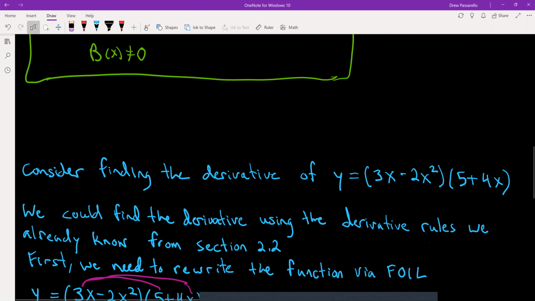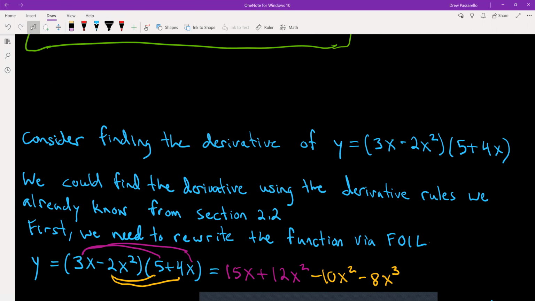But first, let's say I wanted to find the derivative of y equals 3x minus 2x squared, in parentheses, times 5 plus 4x. Now I will show how to use the product rule, but first I'll show that we can still find the derivative of this using the rules that we already know from the previous section.